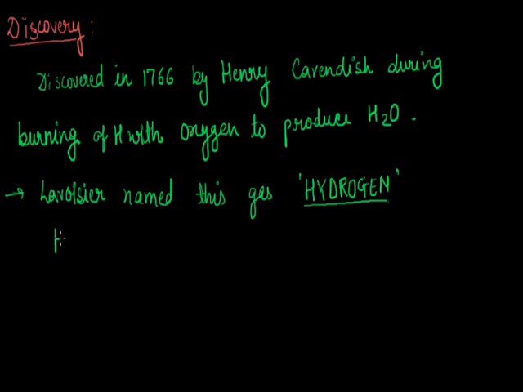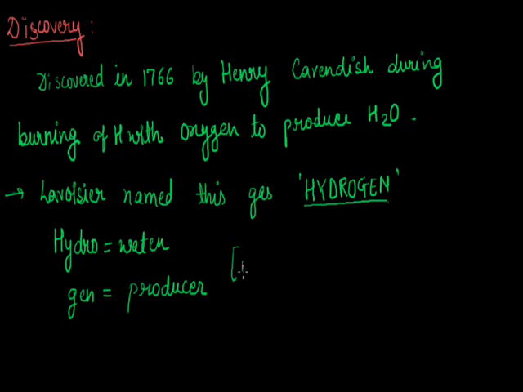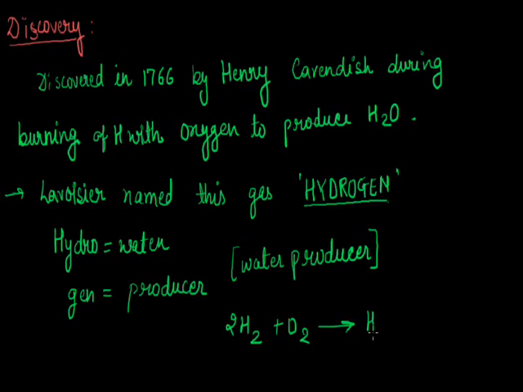Here, hydro means water and gen is for the producer, means it is a water producer gas. By the help of reaction, we can explain that hydrogen plus oxygen combine to form water. So this gas is named hydrogen because hydro means water and gen means the producer. So it is a water producer gas.